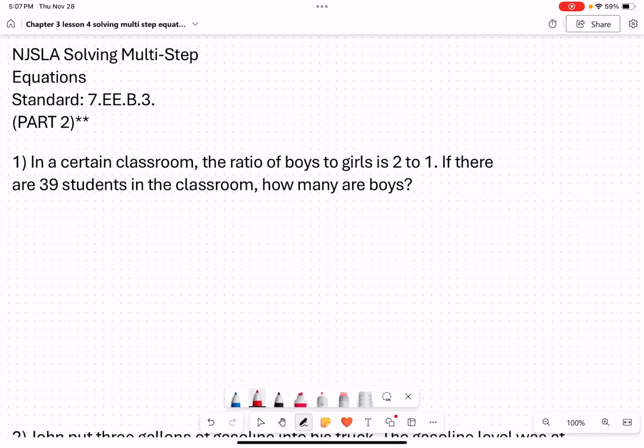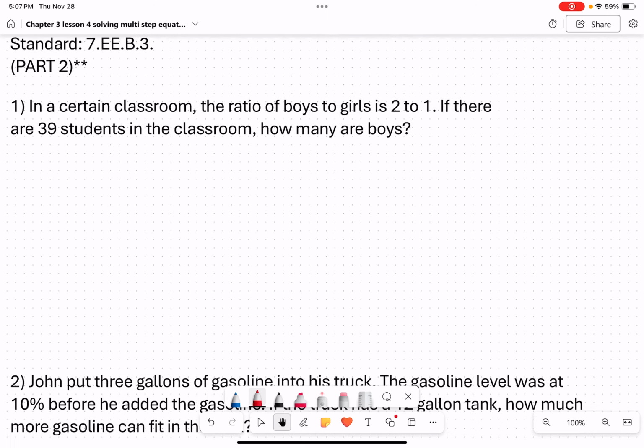So here's part 2. We have an extra set of questions, 2 questions here in this part. Let's take a look at the first one. In a certain classroom, the ratio of boys to girls is 2 to 1. If there are 39 students in the classroom, how many are boys?